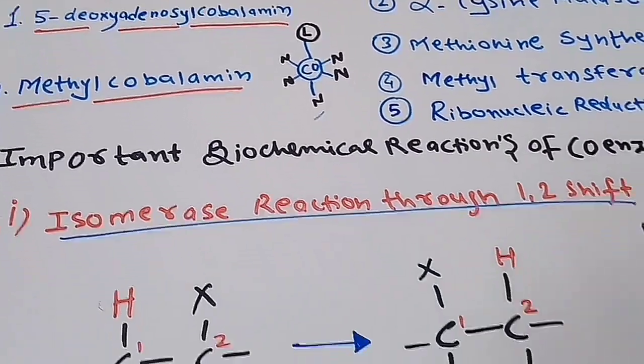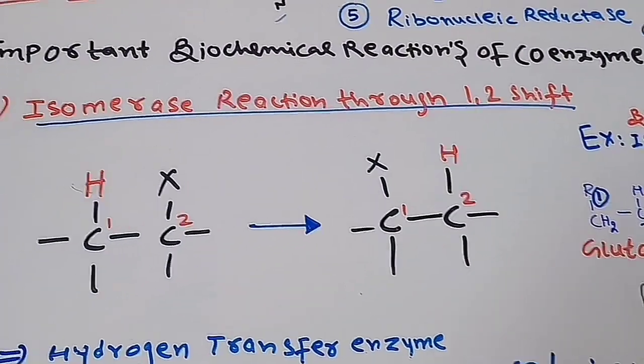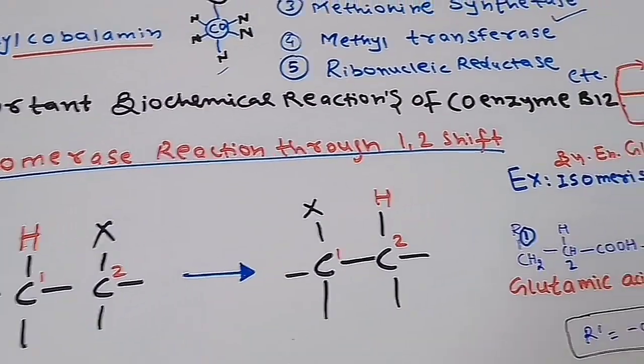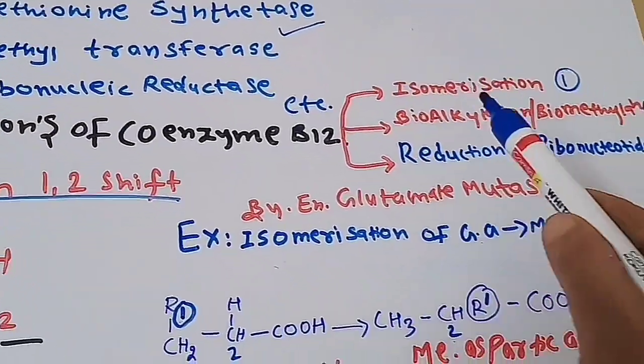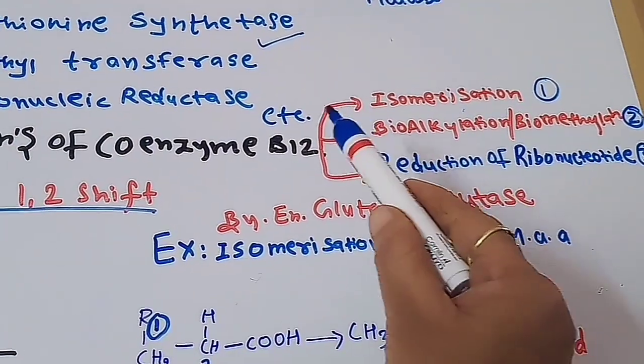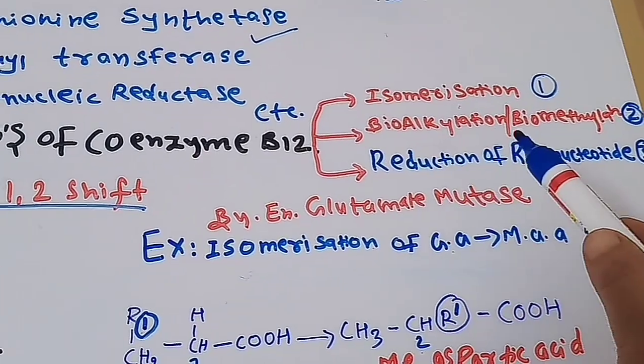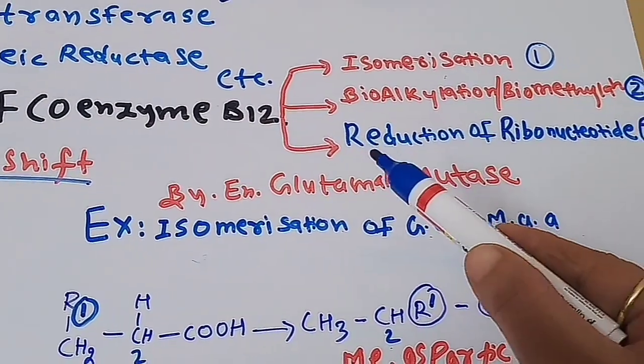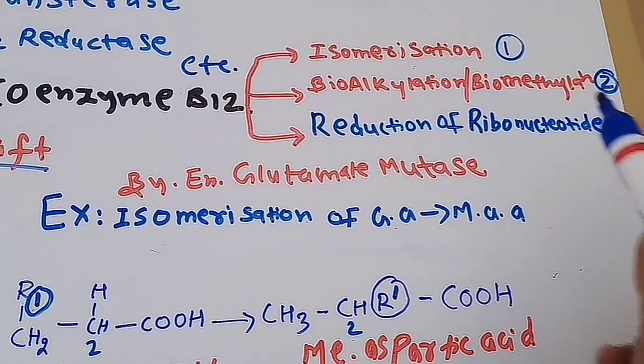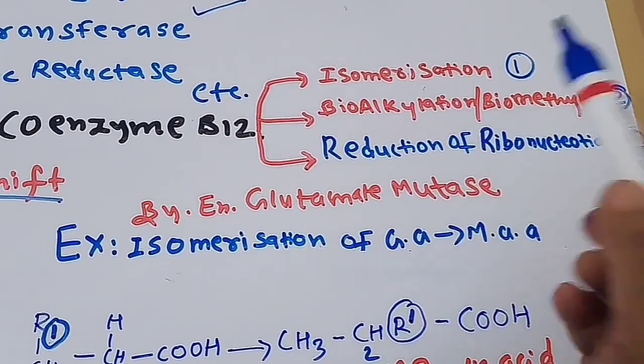Now some important biochemical reactions will be described here. There are 3 important reactions which we will talk about: first is isomerization, second is bioalkylation or biomethylation, and third is the reduction of ribonucleotide. So the first reaction I am going to explain is isomerization.